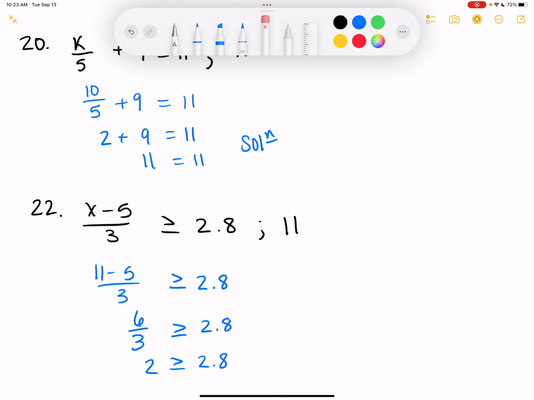All right, so back to where we were. This says that 2 is greater than or equal to 2.8. Is that true? Is 2 bigger than 2.8? No. So we would say this one is not a solution.